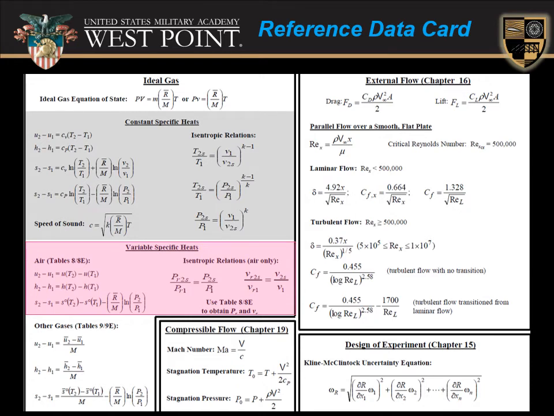Let's take a quick look at the reference data card. Recall when we're using the air standard assumptions, we are using air as the working fluid and we have variable specific heats. So we can use Table 8 and 8E to find the specific internal energy, specific enthalpy, and specific entropy by looking up the associated values at the associated temperatures. Additionally, for the processes within the cycle that are isentropic, that have air as the working fluid, you can use Table 8 and 8E to find the relative pressure and relative volume in order to solve for an unknown pressure or specific volume that you may not have.